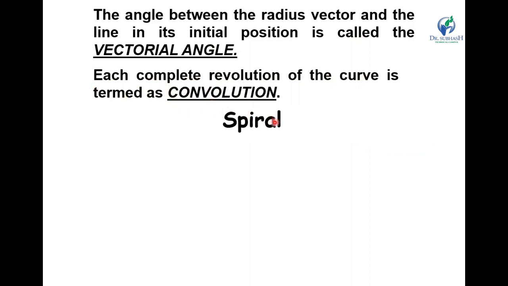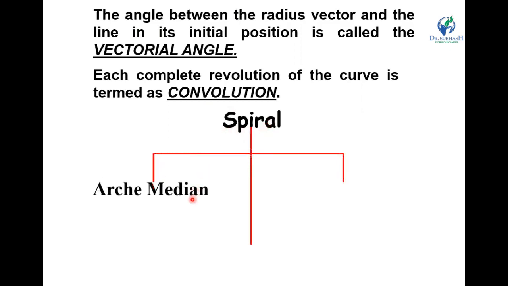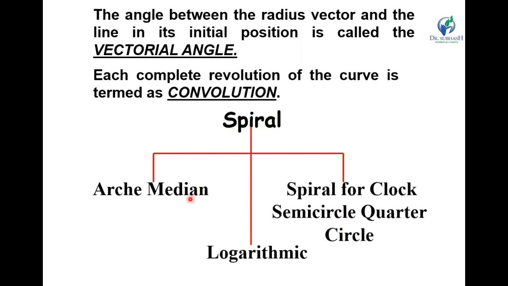Now, classification of spirals. There are three types of spirals: Archimedean spiral, logarithmic spiral, and spiral for clock, semicircle, and quarter circle. As per our syllabus, we have to learn only the Archimedean spiral. Now, how to draw the Archimedean spiral? Let us understand by one example.